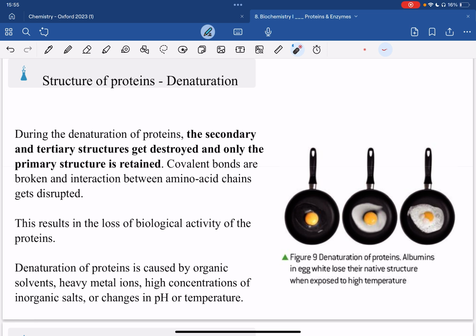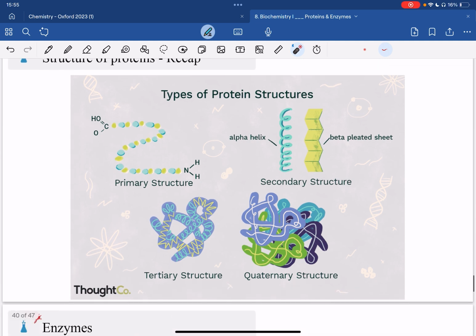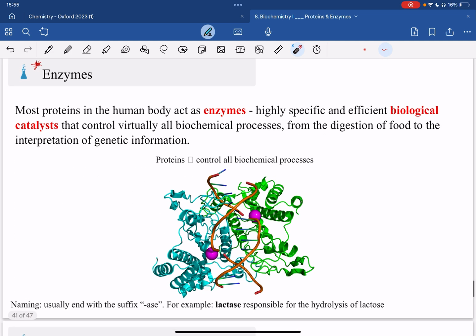Denaturation is the breaking, the destroying of the secondary or tertiary structures. Once we do denaturation, we are left with the primary structure, and the biological activity of the protein is lost because of this denaturation. It is caused by heavy metal ions or organic solvents, and mainly by changes in pH and temperature. The activity of the proteins changes. So these are the types of structure.